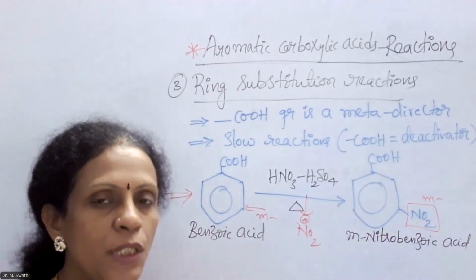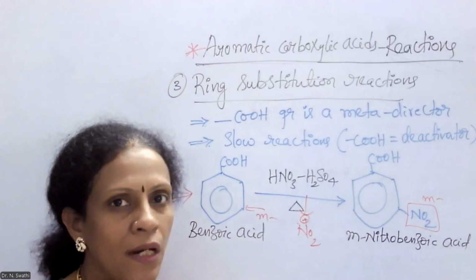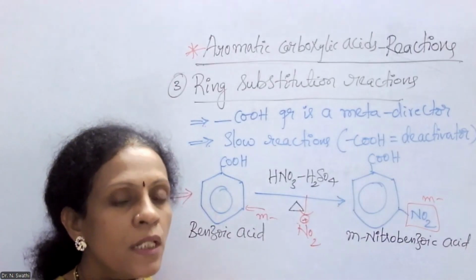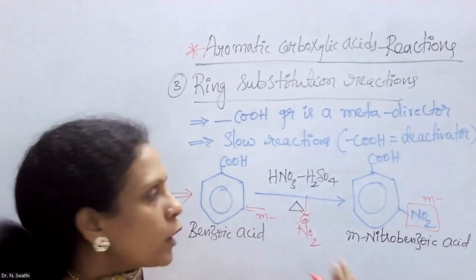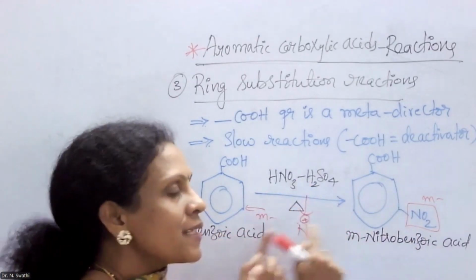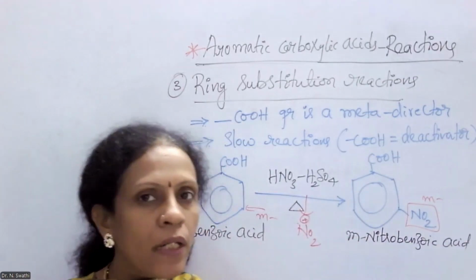In addition to this, you can consider any other reactions like sulphonation, halogenation, or Friedel-Crafts reactions as discussed under electrophilic substitution reactions of benzene. Only one thing: in the product, write the structure of benzoic acid, and whatever the corresponding reaction may be, the generated electrophile attaches at the meta position, so that we get the corresponding meta substituted derivative.